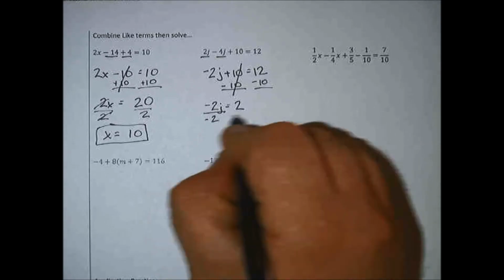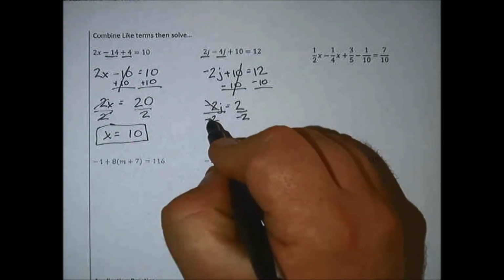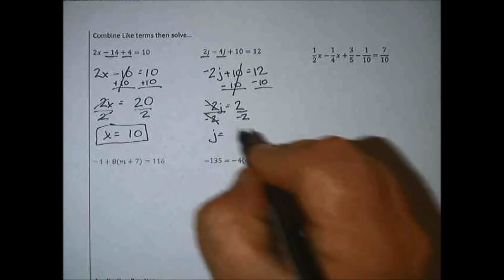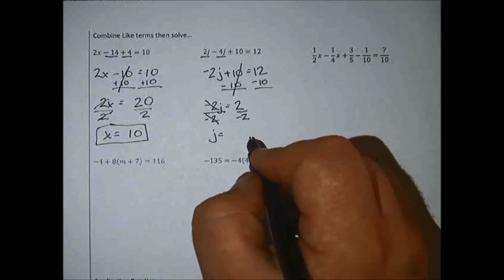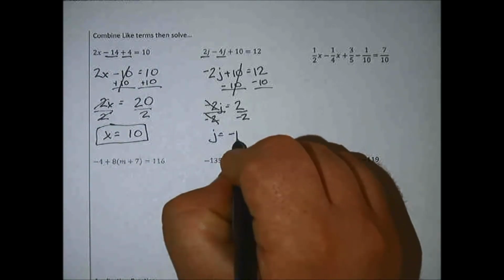Divide by -2, divide by -2. Okay, make sure you are dividing by the negative, otherwise your answer won't be correct. But we have j equals 2 divided by -2 is -1.